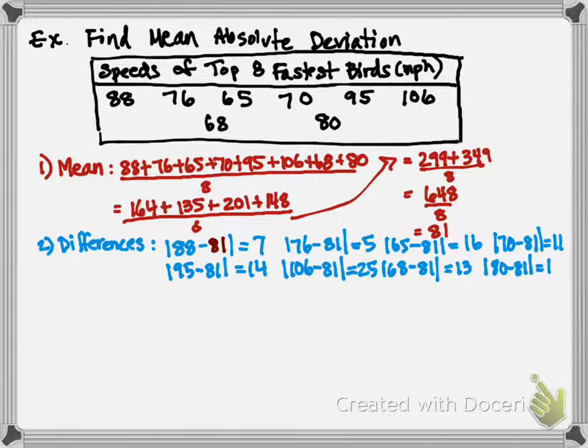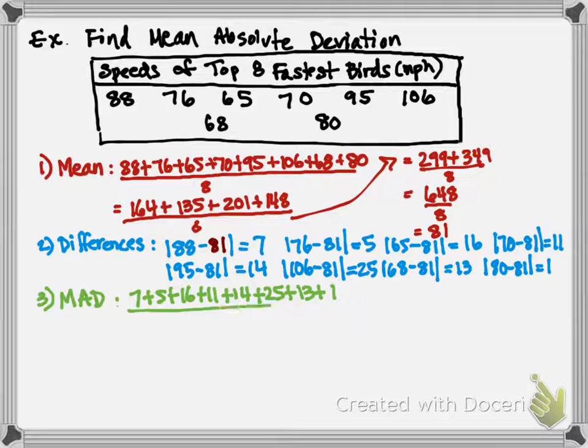Now we're going to get to the MAD part, okay? Crazy mad. So what do we do? We're going to take all of those differences, and we're going to add them up and divide by how many numbers we added. So we have 7 plus 5 plus 16 plus 11 plus 14 plus 25 plus 13 plus 1, and we're going to divide by 8.